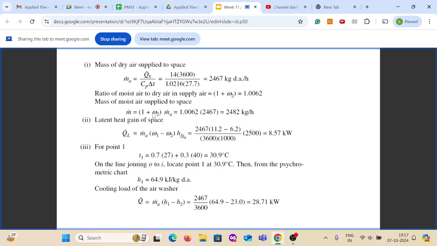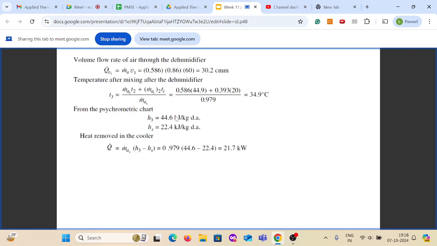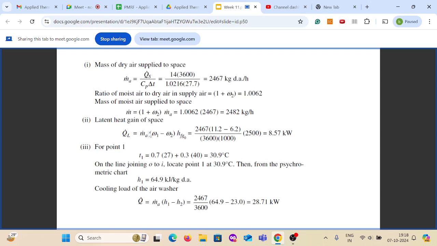Next is latent heat gain of space. So latent heat gain is nothing but the heat added because of the change in specific humidity. So it is the mass of dry air into this change in specific humidity into the latent heat enthalpy. Initially the supply is at 6.2 and the room is at 11.2. So this difference in specific humidity and mass of air into enthalpy change gives you 8.57 kilowatt. So this is the latent heat added to the air.